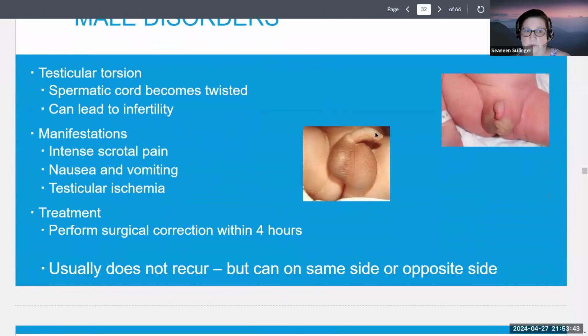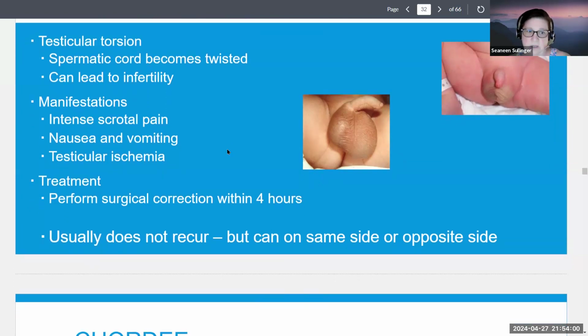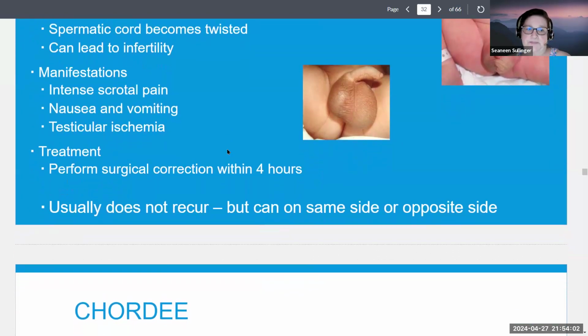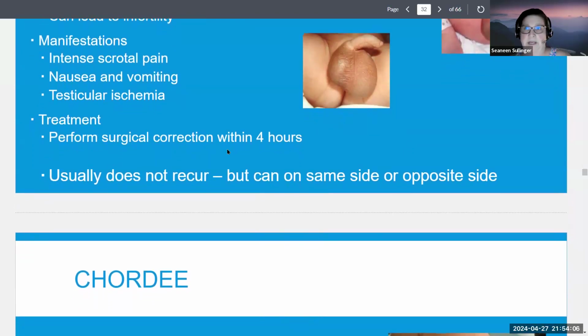There's also testicular torsions where the spermatic cord becomes twisted, which can lead to infertility. There's a discoloration there in the scrotum that you can see, and in here where there's no coloration, there's intense scrotal pain and testicular ischemia, and you have to do surgical correction. And it should not recur, but it can on the same side or the opposite side.